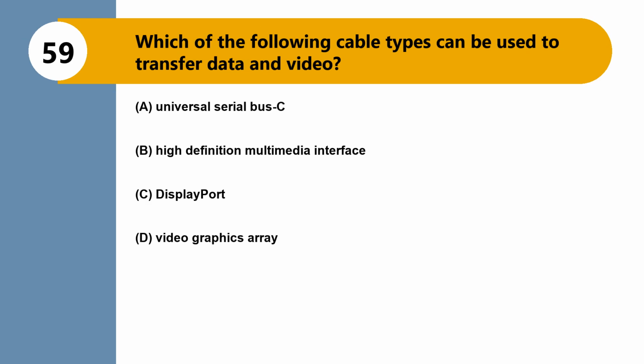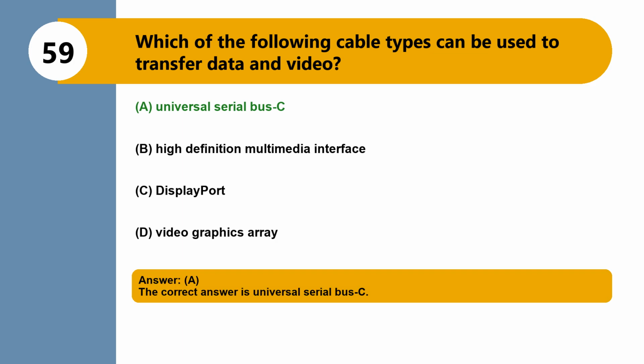Question 59. Which of the following cable types can be used to transfer data and video? Option A, Universal Serial Bus C. Option B, High Definition Multimedia Interface. Option C, DisplayPort. Option D, Video Graphics Array. The correct answer is option A, Universal Serial Bus C.